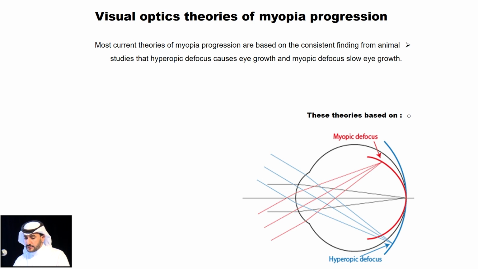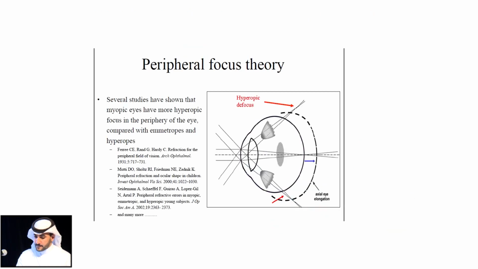Most of the current theory about myopia progression is based on consistent findings from animal studies that hyperopic defocus causes eye growth and myopic defocus slows the eye growth. As you see in the diagram, myopic and hyperopic defocus play a big role in the development of the eye. So we know from studies that myopic patients have more hyperopic defocus in the periphery compared with emmetropic and hyperopic subjects.